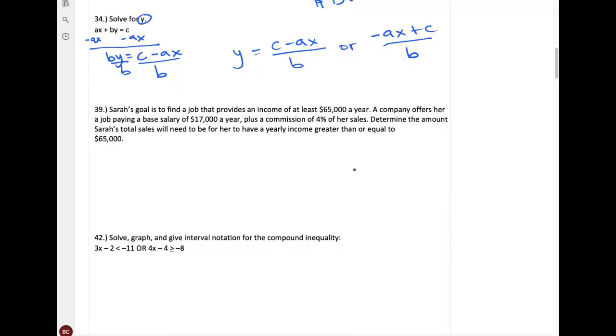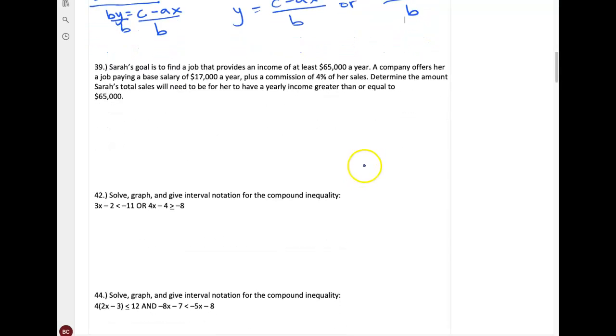Okay, let's look at another story problem. All right, everybody always wants to look at story problems because sometimes they give us a little bit of grief or a little anxiety. So let's look at this one and see if we can figure out what we want to do.